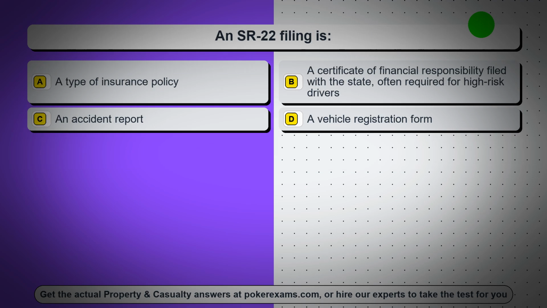Question 75. An SR-22 filing is. Option A. A type of insurance policy. Option B. A certificate of financial responsibility filed with the state, often required for high-risk drivers.